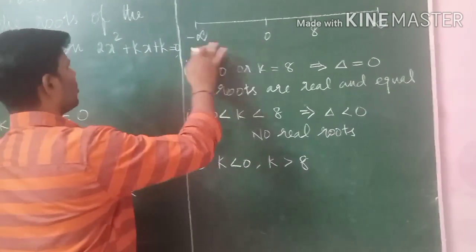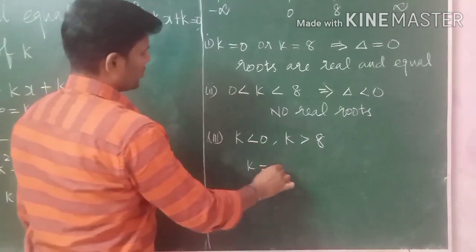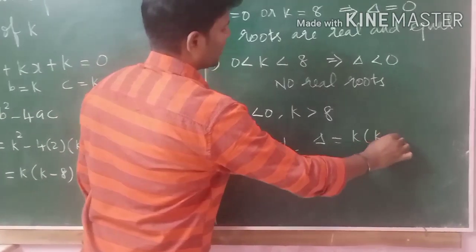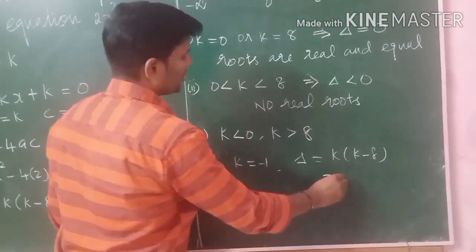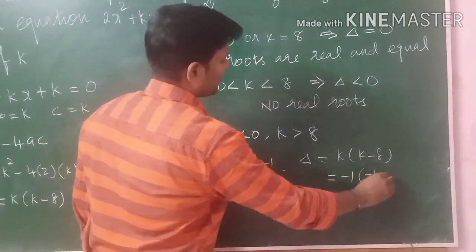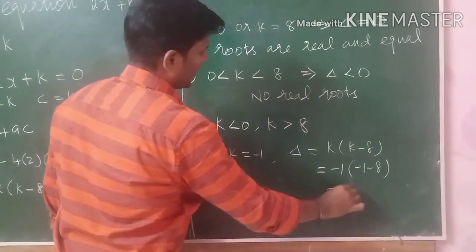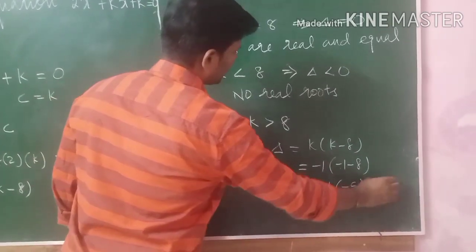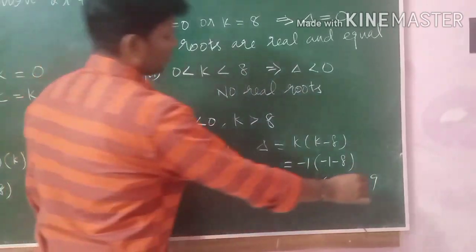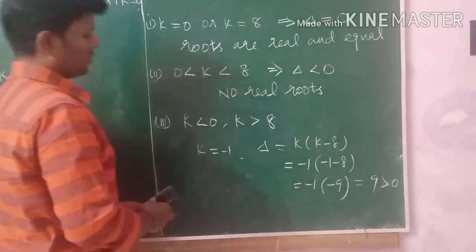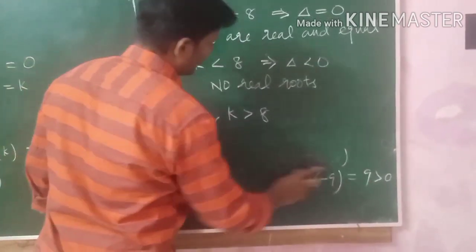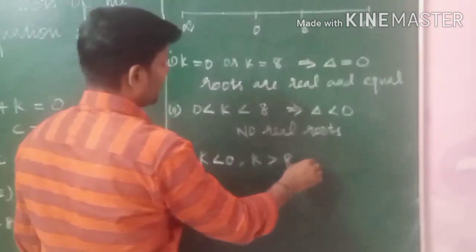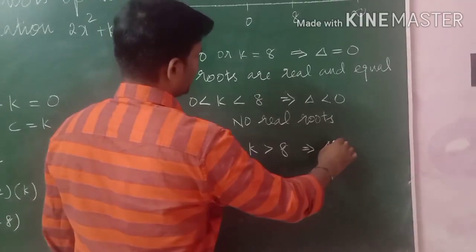Suppose less than 0 ஏதாவது ஒரு வேல்யூ எடுத்து செக் பண்ணுங்க. k is equal to -1. So what is our delta? k into k minus 8. k க்கு -1 ன்னு ரீப்ளேஸ் பண்ணுங்க. -1 into -1 -8, so -1 into -9, minus into minus plus, so 9. So delta is what? Positive. சரிங்களா? அப்ப k க்கு நெகட்டிவ் வேல்யூஸ் அது 0 ஓட கம்மியா போடுறதுனால delta is greater than 0.